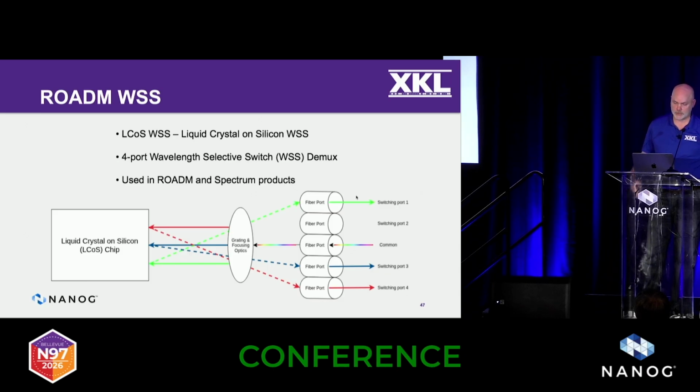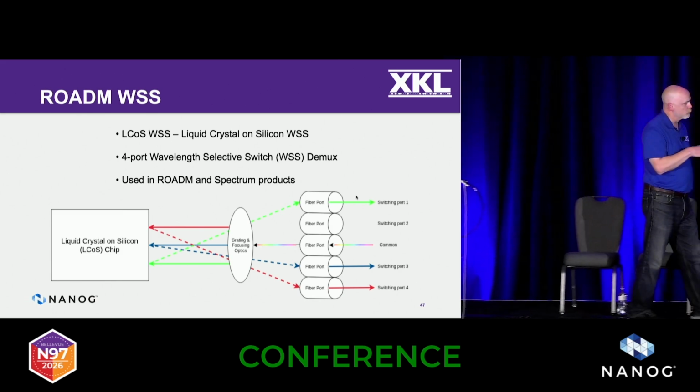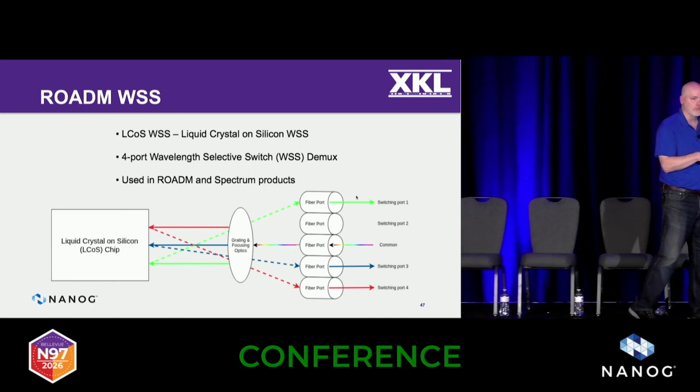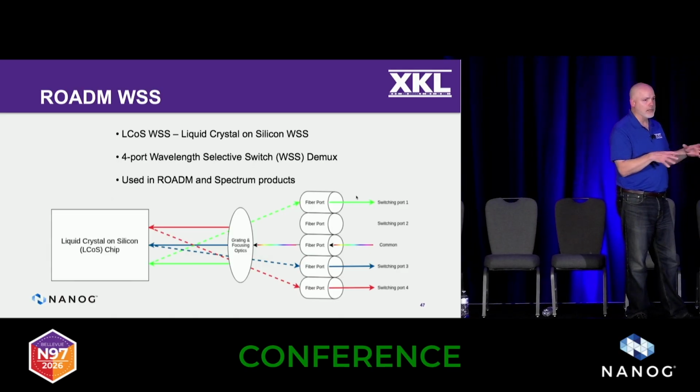So the way this works is, again, I'm just showing you a demux, but everything's the same in the other direction for a mux. My common port there in the middle, all my colors are coming in on that common port, and they hit a grating and some optics. I'm really simplifying this, but the idea here is that grating is going to separate the colors and shine them individually on an area of that LCOS chip. So the red's always going to shine there, blue, green, etc.